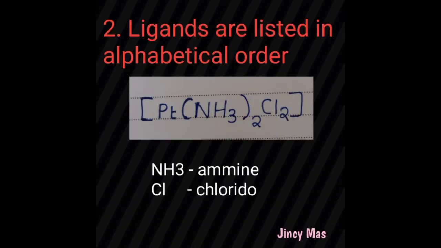Second rule: ligands are listed in alphabetical order. Here we have a coordination compound as an example. The name of this coordination compound is diamminedichloridoplatinum(II). So we have two ligands here. You can identify two ligands in the given coordination compound. One is NH3 and the name of the ligand is ammine. The other one is Cl and the name of the ligand is chlorido. So A comes first, then C, that is in alphabetical order. The ligands are arranged next to the central metal atom or ion. That is the second rule.